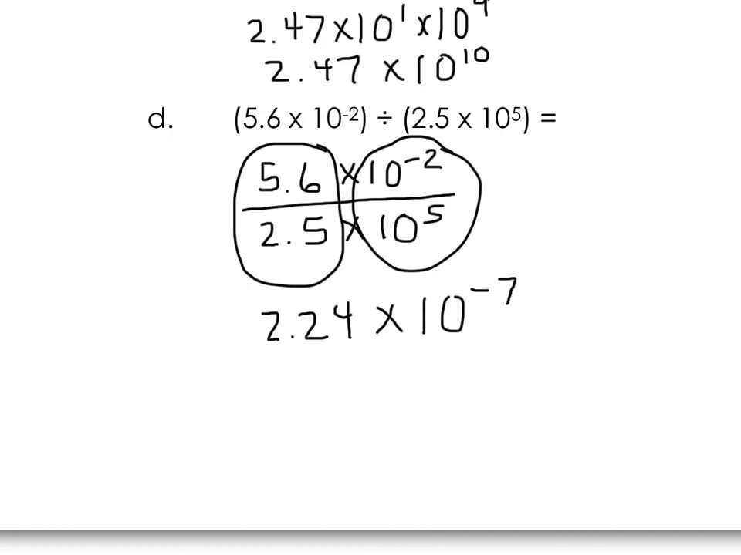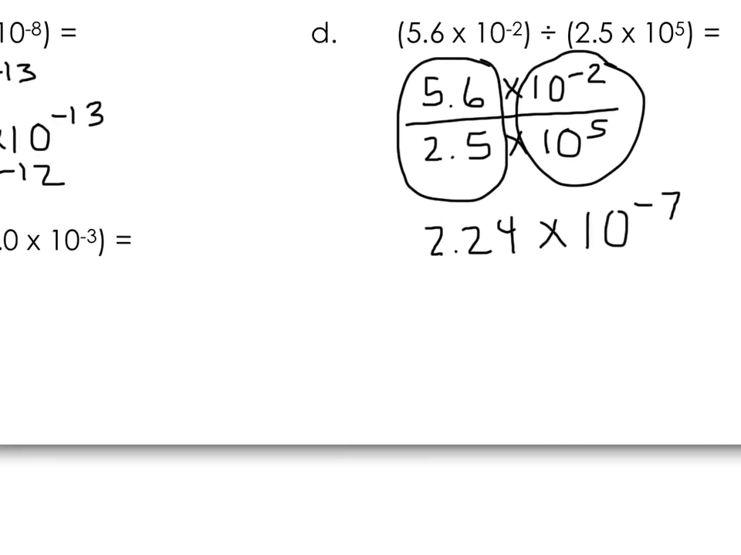We're fine with negative exponents in scientific notation because it tells us whether the number is large or small. Negative exponents means you have a small number.